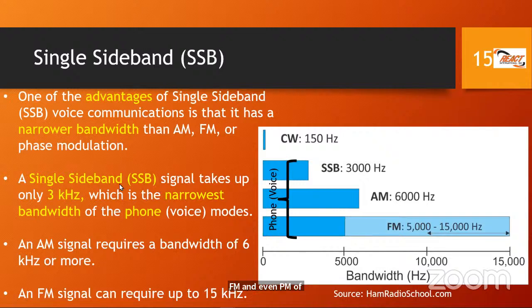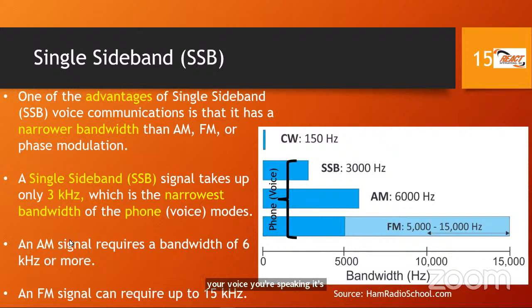So a single sideband signal, that's SSB, takes up only 3 kilohertz, right? So look at it here, 3000 hertz, 3 kilohertz, which is the narrowest bandwidth of the phone modes. And remember, in amateur radio, anytime we talk about phone, we mean voice, meaning speech, somebody speaking. So anytime you see phone modes, don't get too tied up as to what they mean by phone. It just means you're using your voice, you're speaking, it's speech based, as opposed to a digital mode, which is a computer doing the talking for you.